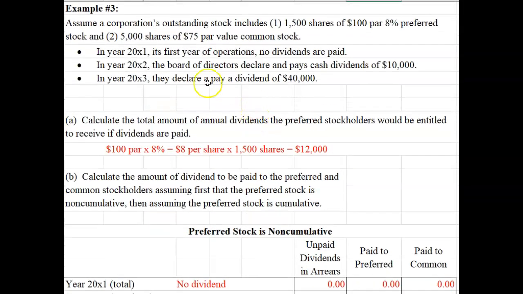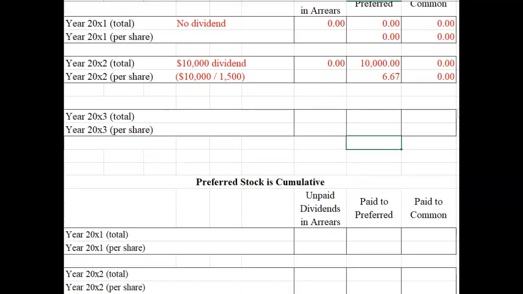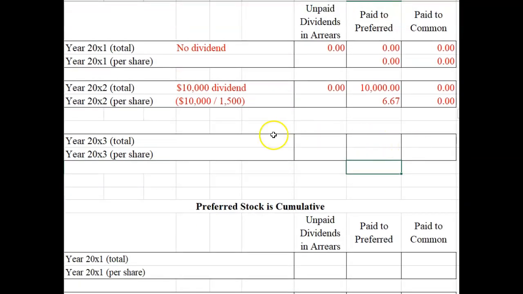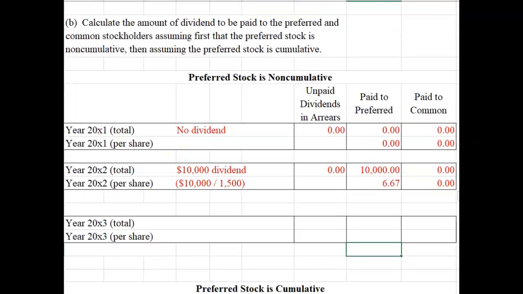So in year 3, the company paid $40,000 of dividends. Go ahead and record the amount of that $40,000 of dividends that is due to be paid to the preferred shareholders of non-cumulative preferred stock, and how much will be paid to common shareholders, and then also report the amounts on a per share basis.